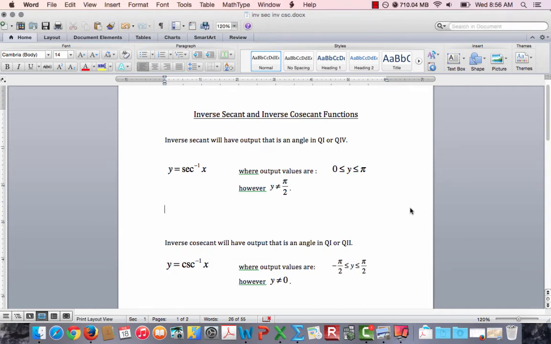In this video, we're going to talk briefly about the inverse secant and inverse cosecant functions. What we want to notice initially is that the inverse secant function is going to have an output value that is in between 0 and pi. That's going to be in the first or second quadrant.